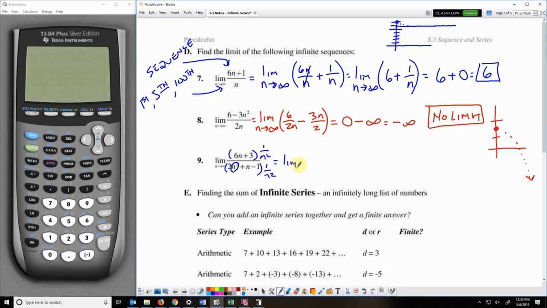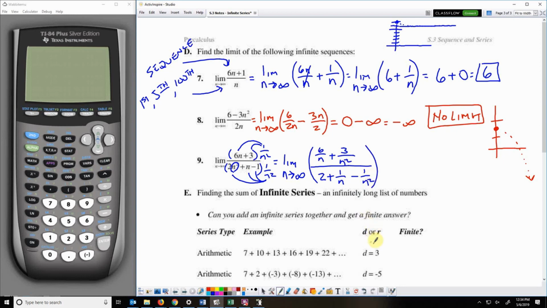So it's the limit as n approaches infinity of 6n, I'm going to distribute this, 6n over n squared, which is 6 over n, plus 3 over n squared. And then I'm going to do the same in the denominator. 2n squared over n squared is 2. n over n squared is 1 over n. And then minus 1 times 1 over n squared is 1 over n squared.